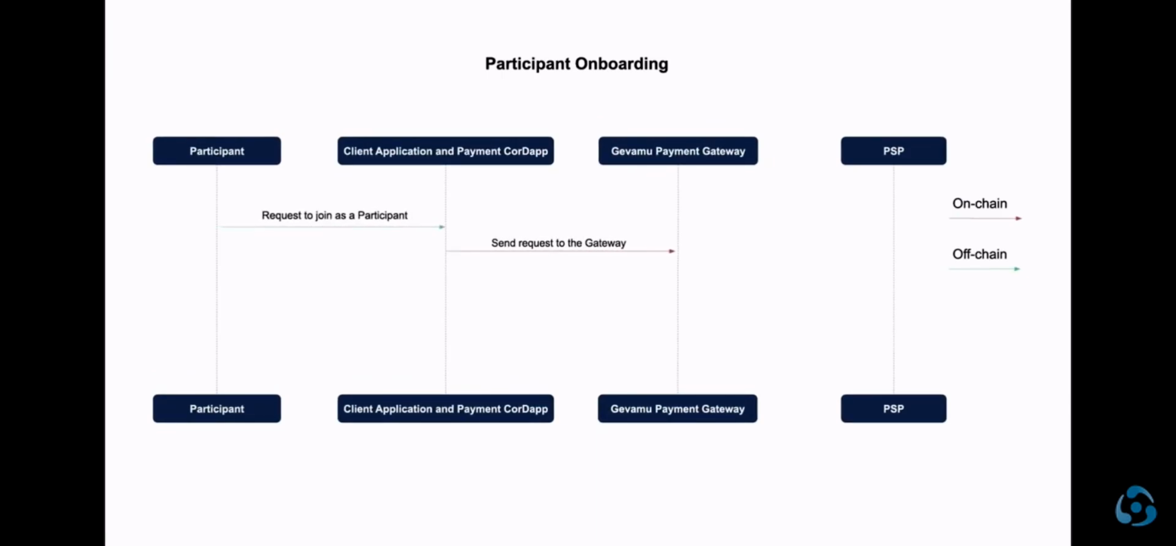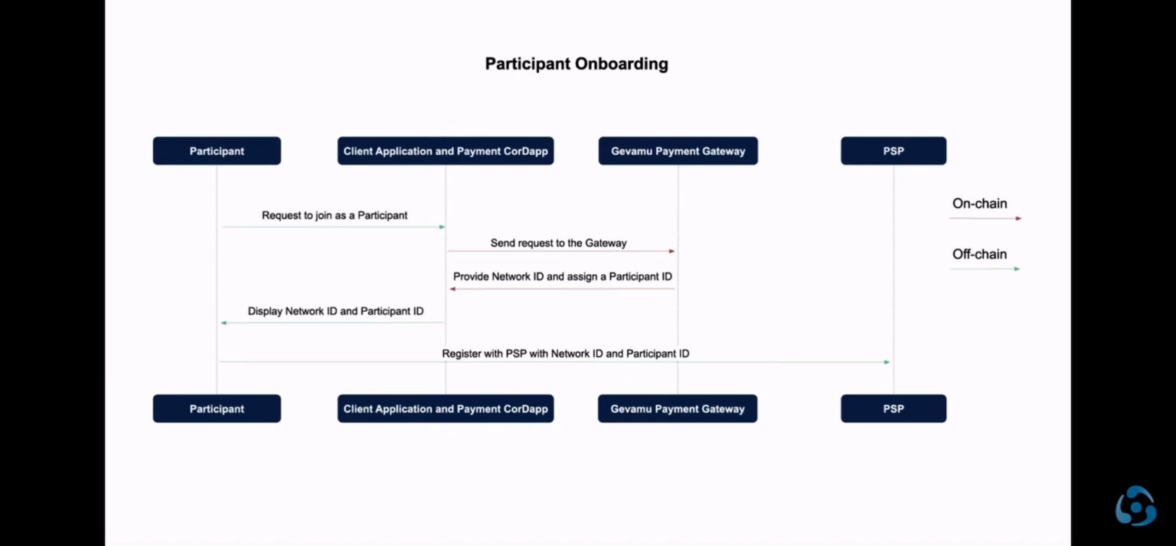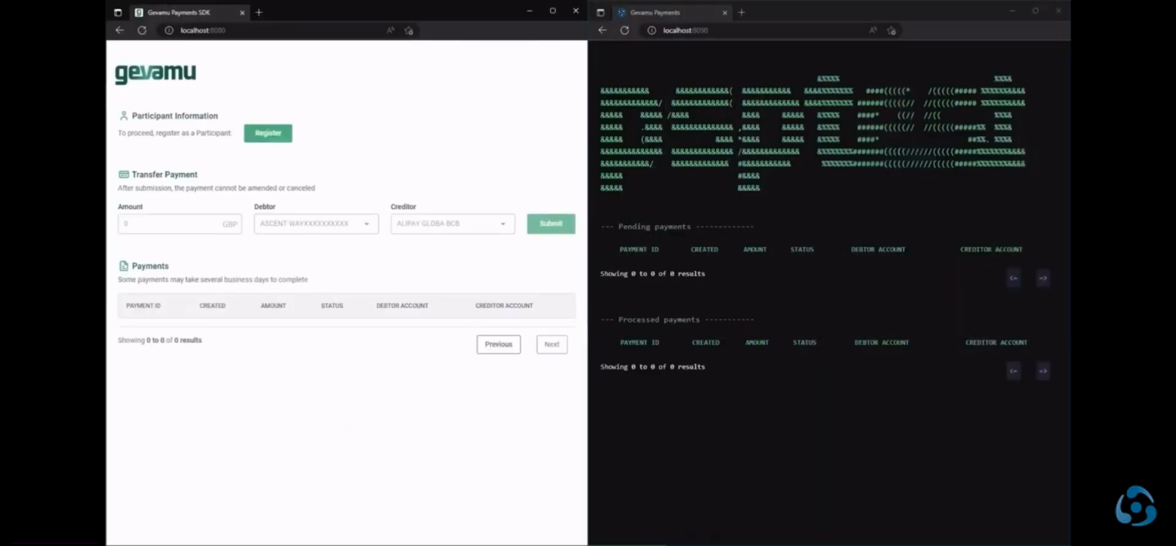To use the payment functionality, participants have to be onboarded by a PSP. Here's how it happens. First, the participant requests to join the payment network. Then, the GovMO Payment Gateway provides the participant with a network ID, assigns them a participant ID, and registers the payment core app. Once the participant details are synced with the PSP, they can be used by the payer for payment initiation via their user interface. Let's see what it looks like in our sample client application.